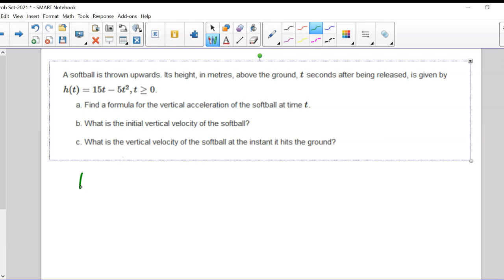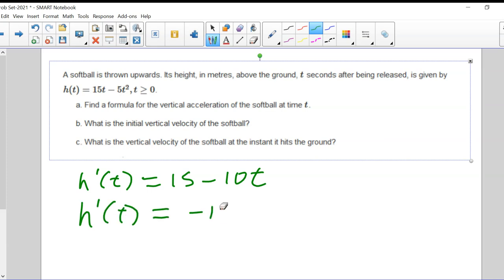So the h prime of t is going to be equal to 15 minus 10t, right? And the h double prime of t is going to be equal to minus 10. So all that means is that this softball is accelerating at a constant amount of minus 10 meters per second squared. That's all that means. Okay, so that part is done. What's the initial velocity of the softball? I don't think many people, the third part of this is where some people had some trouble. So I'm going to get to that in a minute. Initial velocity of the thing.